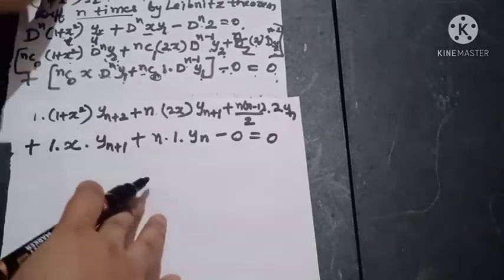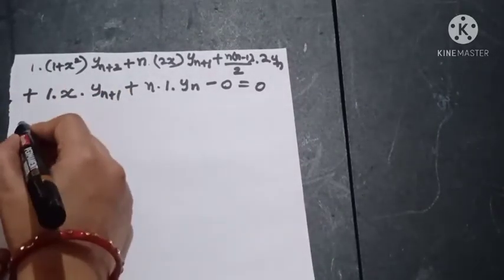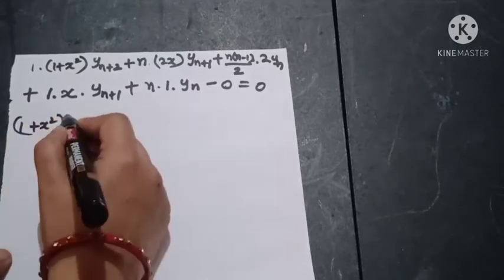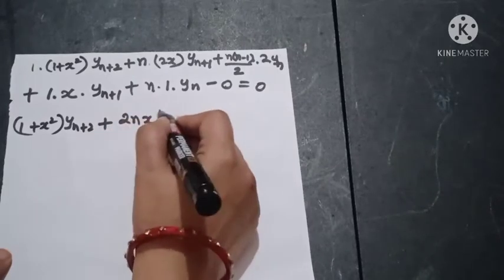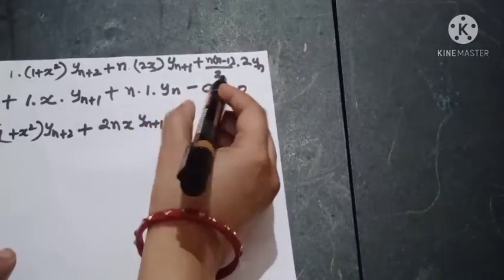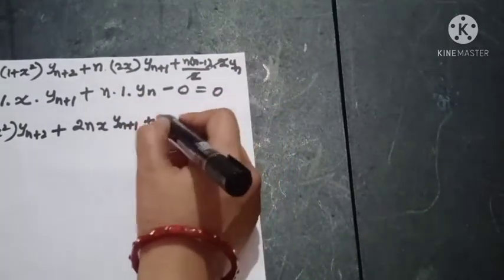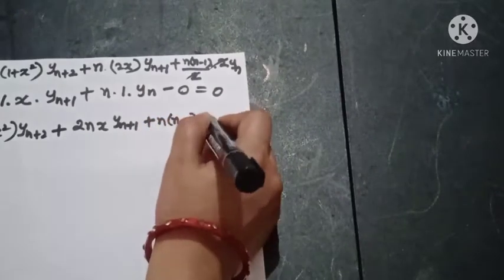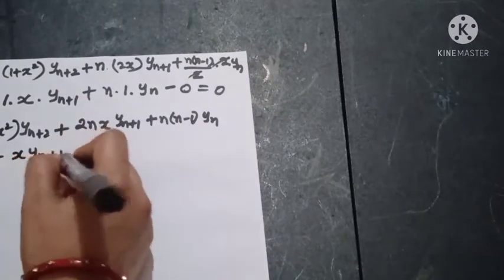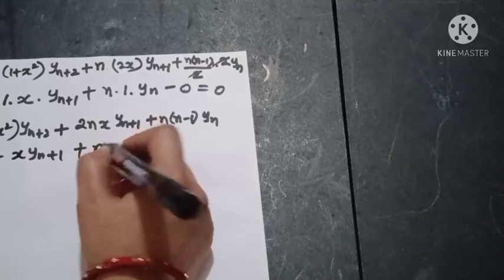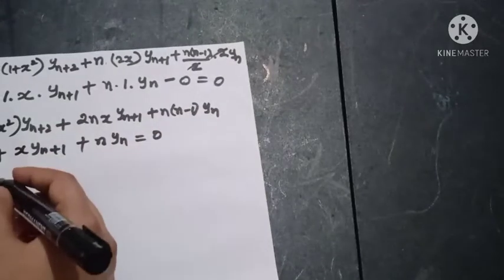Now further simplification, so we'll further simplify this. So 1 plus x square into y n plus 2 plus 2 n x y n plus 1 plus here 2 and 2 get cancelled, so remaining is n into n minus 1 into yn plus x into y n plus 1 plus n into yn is equal to 0. What we get is this one.